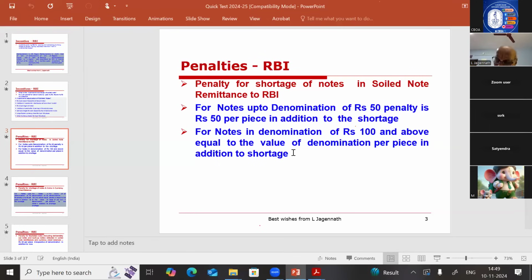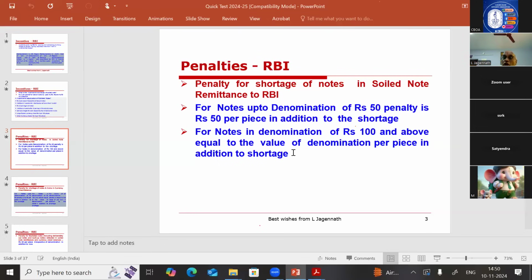Whatever penalties RBI imposes will be immediately debited to the current account of the concerned bank, which is maintained with RBI. They will not request the banks to transfer any money to them. Instantly, the current account will be debited and a note will come to the concerned currency chest. Now, penalty for shortage in the soiled note remittance: up to 50 rupees denomination, 50 rupees per piece in addition to the loss. For 100 rupees and above, the penalty is the denomination amount, plus another equal amount for the shortage. So 100 rupees means 100 plus 100.